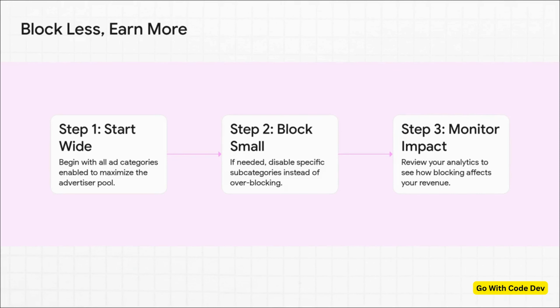So, what's the smarter way to do this? Just follow this simple philosophy. Block less, earn more. First, start wide. Just enable everything by default and let the market do its thing. Second, if you absolutely must block something, don't use a sledgehammer, use a scalpel. Block a very specific subcategory, not a massive, broad one. And third, and this is crucial, always, always monitor your analytics to see what that block actually does to your revenue.